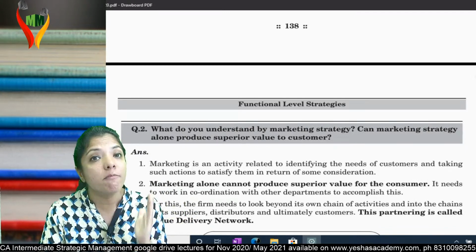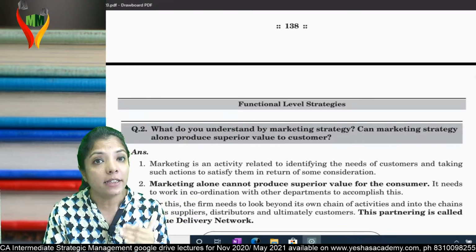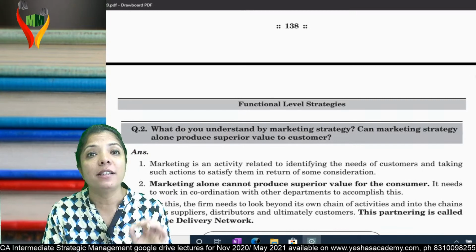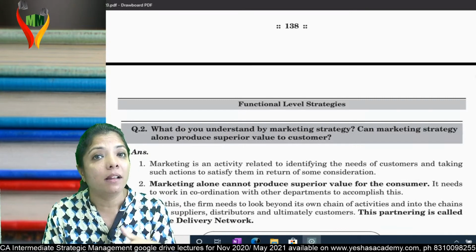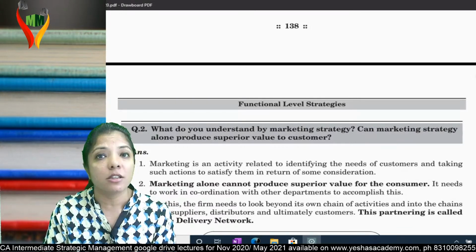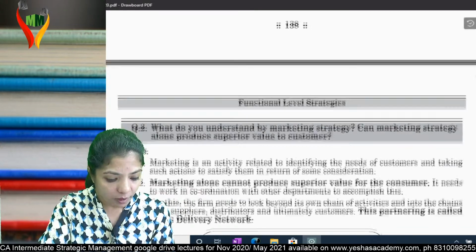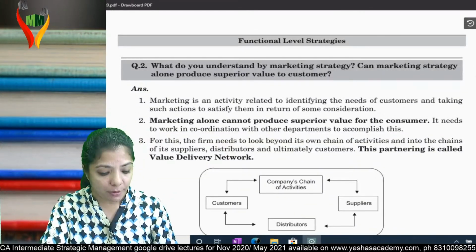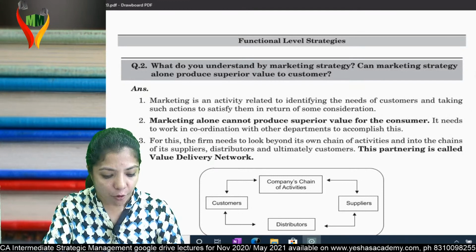So what is the job of the marketing team? The job is to identify the taste and preference of the customer and provide them the same in return for some consideration. Now, write a question for point number two.